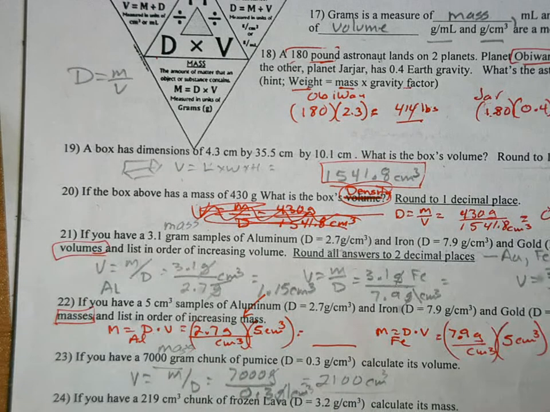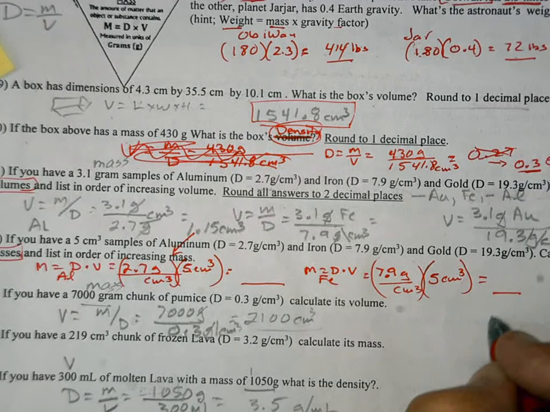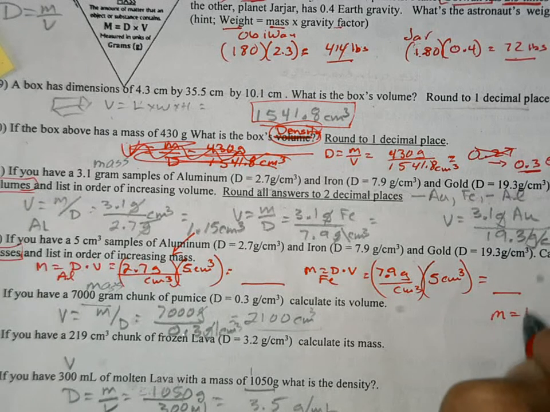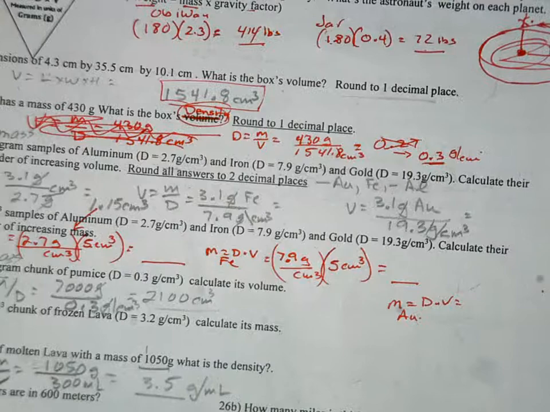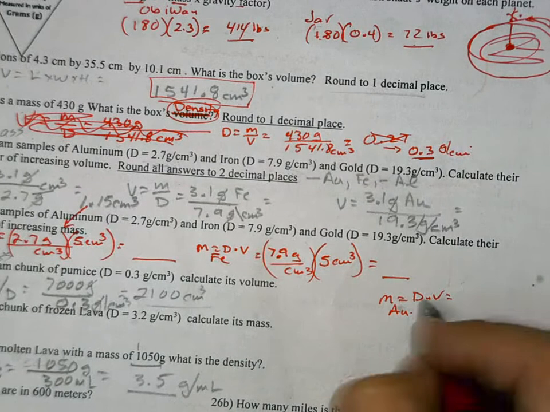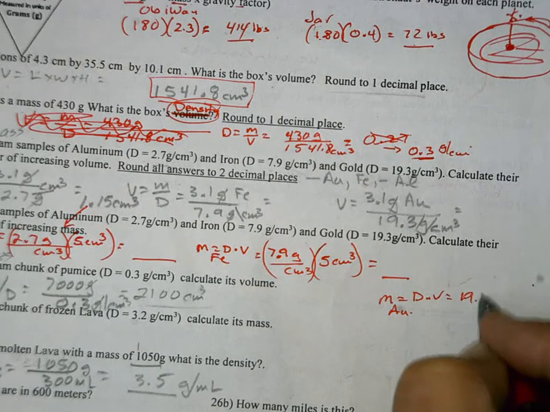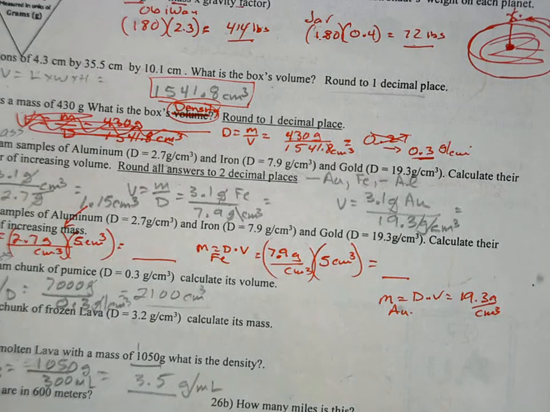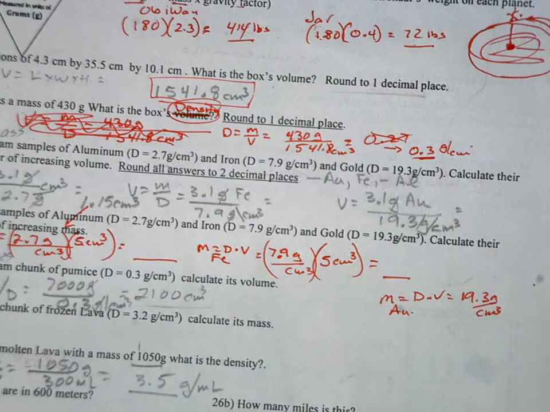This is about 40. And then for gold, I'm going to have to do gold a little bit lower. Mass is equal to density times volume. This is for Au. That's the symbol for gold. Oh, sorry about that. Let's scoot that over. And the density of gold is a whopping 19.3 grams per cubic centimeter. So that's pretty dense.